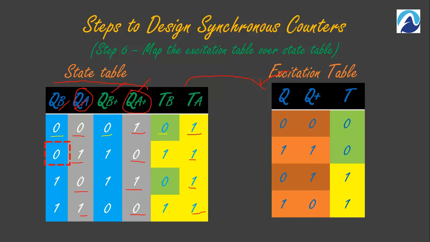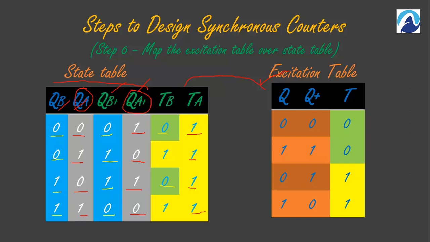In the next column, QB is 0 and QB plus is required to be 1, so I will give the toggle input 1. Next, QB is 1 and QB plus is 1, so there is no change, and I will give the input 0. Then QB is 1 and QB plus is 0, so change is required, and I will give the input 1. So this is the mapping of the excitation table of your state table.